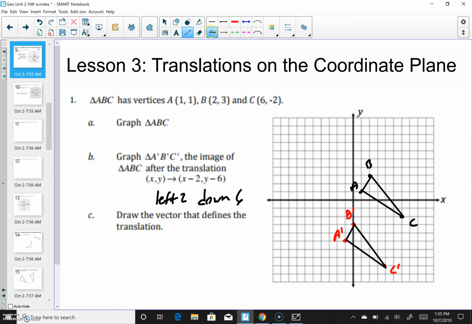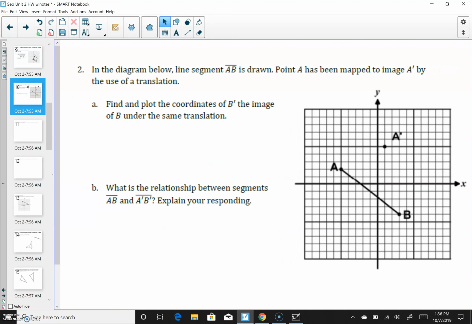And then the last piece it wants us to do is draw a vector. And our vectors have distance and direction. And I'm just going to take an extra second here to put arrows on the end of these to make sure that we're clear which way our original points are and which way our image points are. Remember, a vector always starts at the original point and is the length of the distance between the original and the image, always pointing at the image.